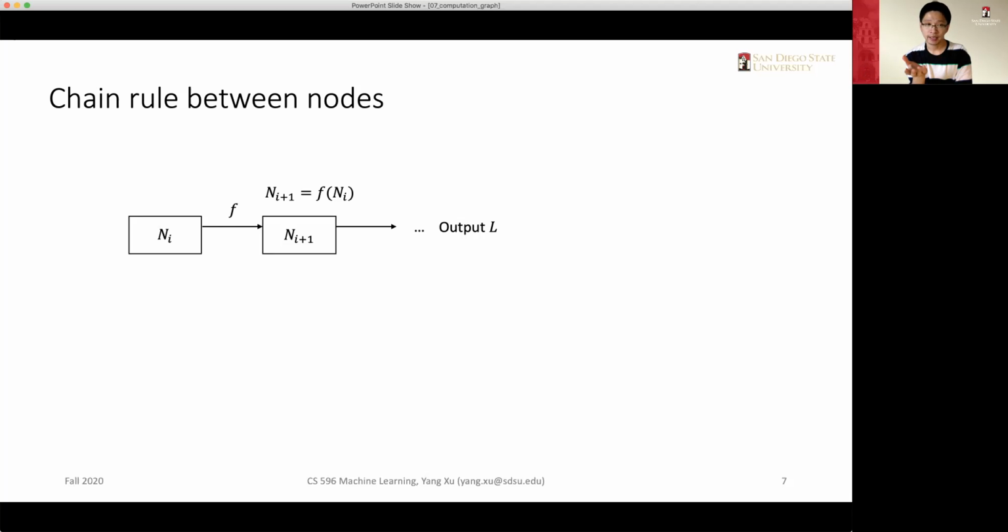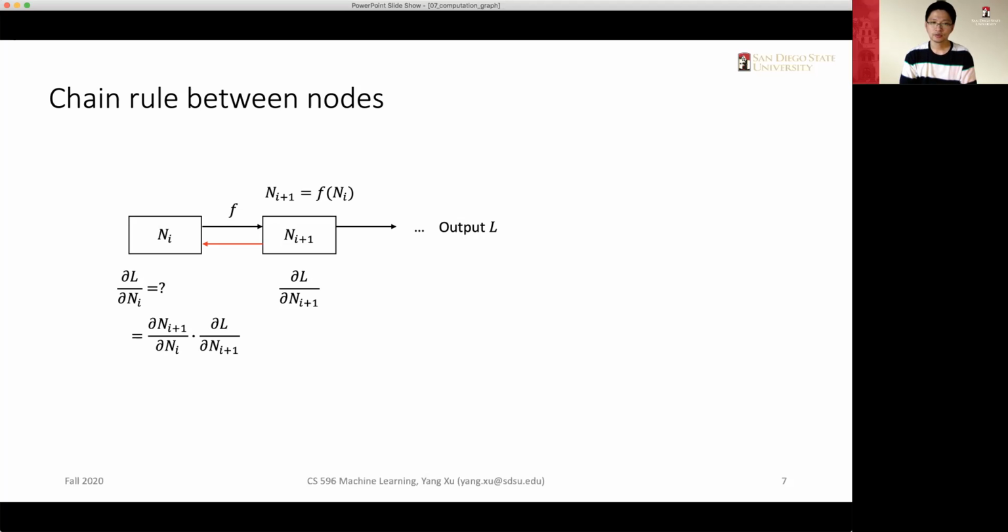So assume that the future is computed by the function f, and also assume that we know the derivative of the output with respect to this future node ni+1. Then how do we compute the derivative of the output with respect to ni? That's something we want to know.